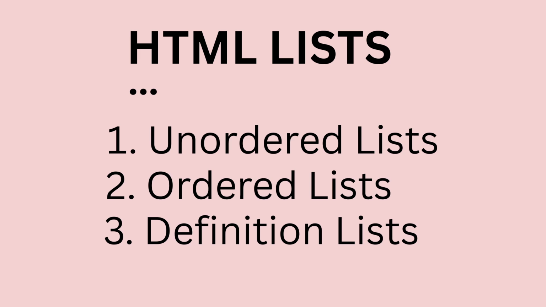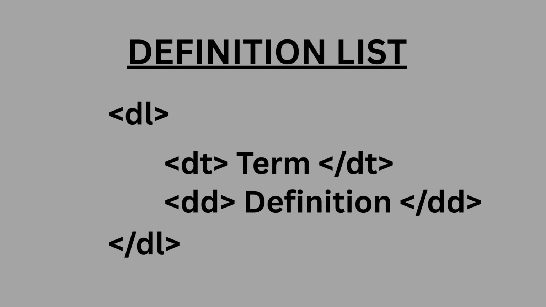So it is remaining the definition list. The definition list are created with the DL tag. As you can see on the screen, the DL tag, and they are used for defining terms.